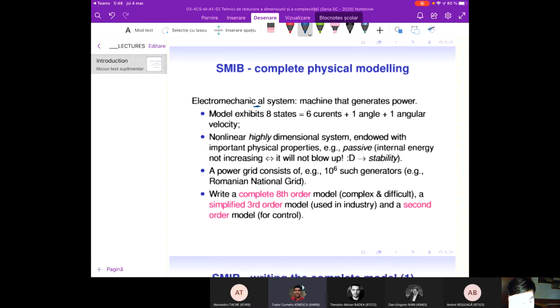Okay, it's a high-dimensional system to have 8 states. So for nonlinear systems, 8 is quite a lot. And it is endowed with important physical properties. For instance, this system is passive. I'm sure, since I hope you're all engineers here, you understand what a passive device is.